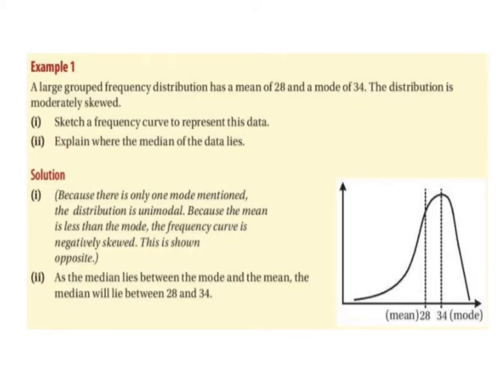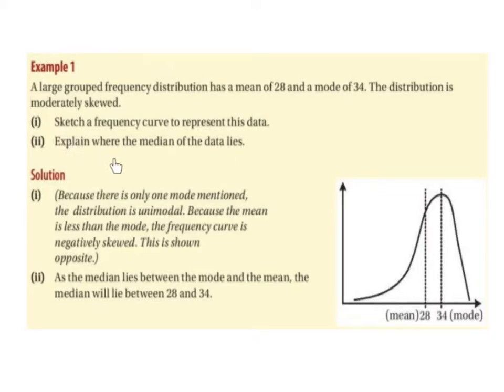This is shown opposite. So here we have our x-axis and our y-axis. We know we only have one high point, and that's going to be the mode. The high point has to be to the right, and the tail has to be to the left. The mode of 34 is the highest point, and the mean is 28. 28 is obviously less than 34. So we know that this is the direction of our tail because the mean will always lie beside the tail.